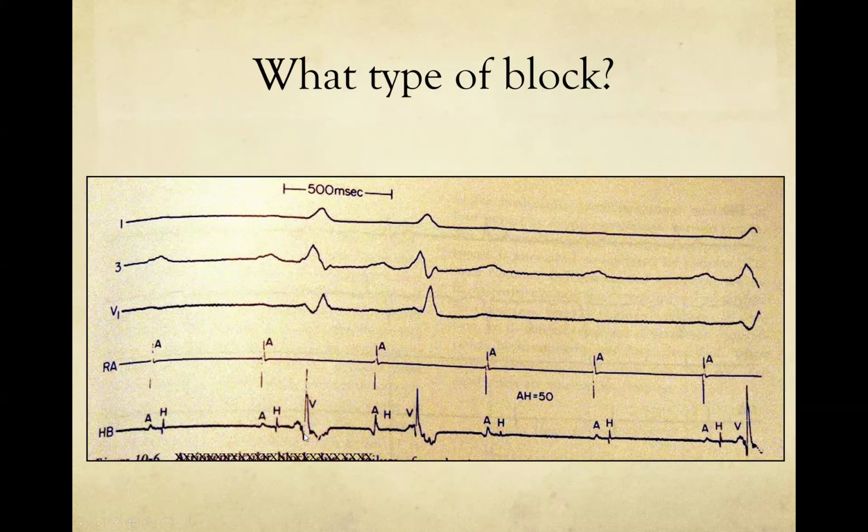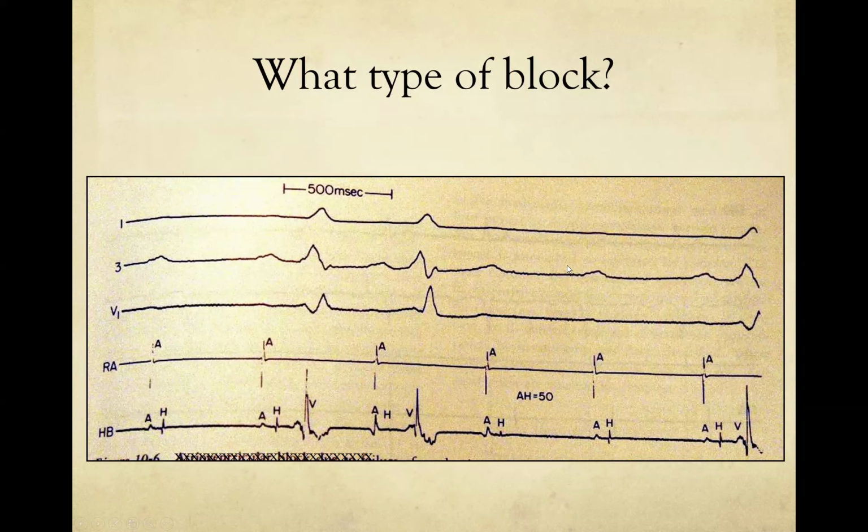But I do think that the HV interval, if we had calipers, I'm reasonably sure that this HV is actually a little longer than this HV. So this is a very odd or rare example of what I think is probably infraHissian Wenckebach. And then, as you said, there is a Mobitz 2 or infraHissian block, right? Because we see conduction from the A to the H, presumably through the AV node, but we don't see HV conduction at all.